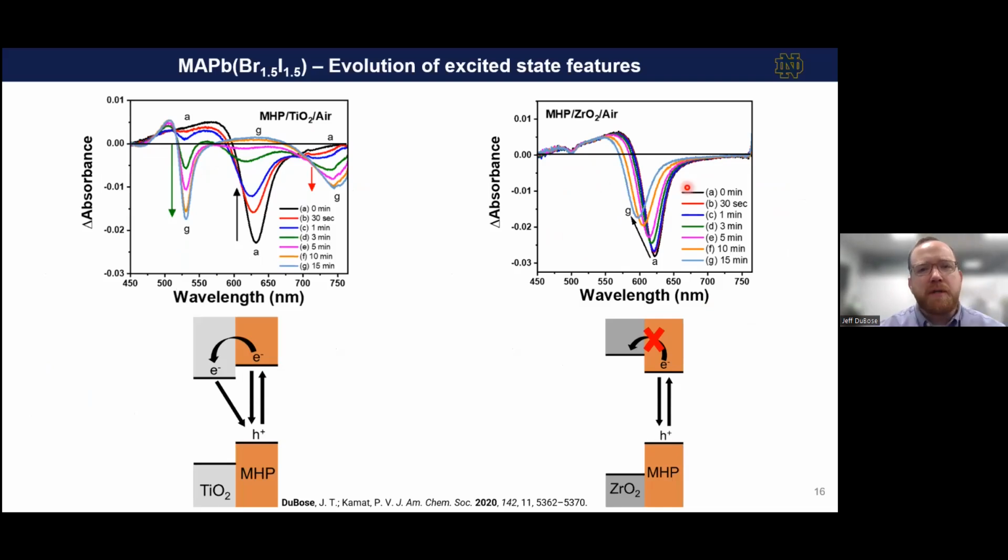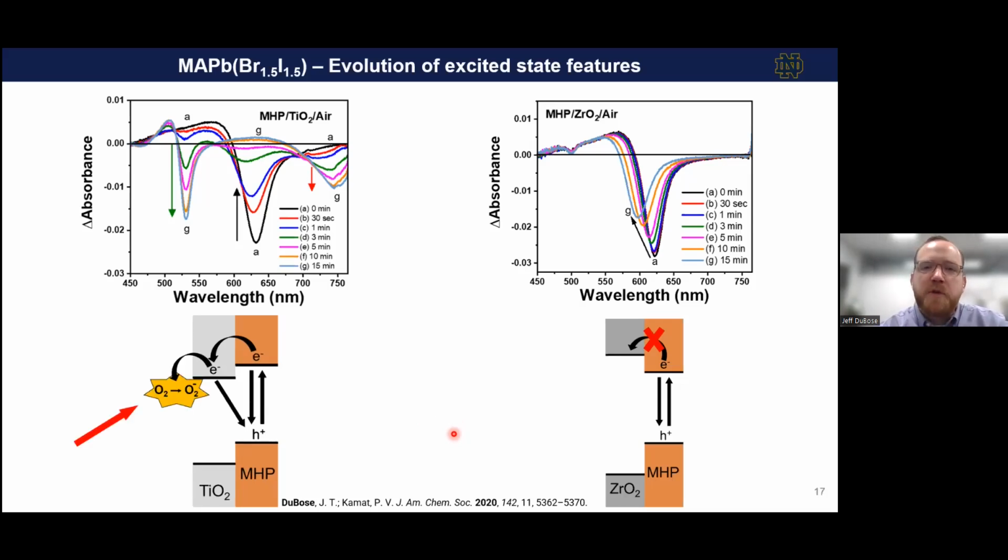And if we think about things in terms of the energy level alignments, in the TiO2 case, we can of course inject electrons into TiO2. It's a very good electron transporting layer. Versus with zirconia, we have a very, very wide band gap insulator. There's going to be no electron or hole movement into the substrate. And so it looks like there's some sort of effect of the substrate in this case.